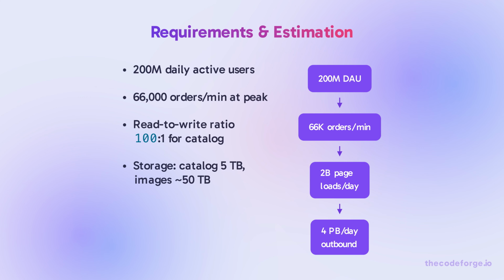Before drawing boxes, we need numbers. Amazon serves ~200M active customers, processes ~66,000 orders per minute at peak. These numbers drive every architecture decision: database writes per second, queue throughput, payment latency SLA.